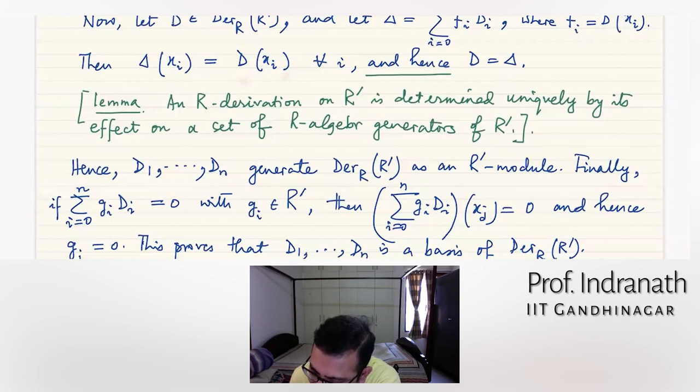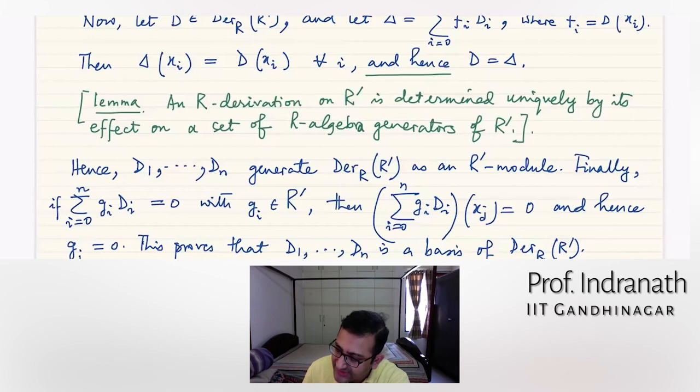And this is by this lemma, that an R derivation is determined uniquely by its effect on a set of R algebra generators, okay? So now this is what is very, very important, that therefore you have d equal to delta. How does it help? So how it helps is the following.